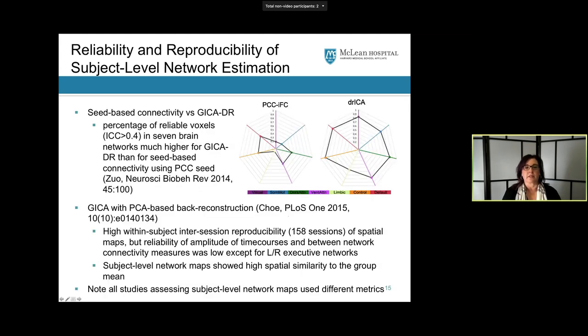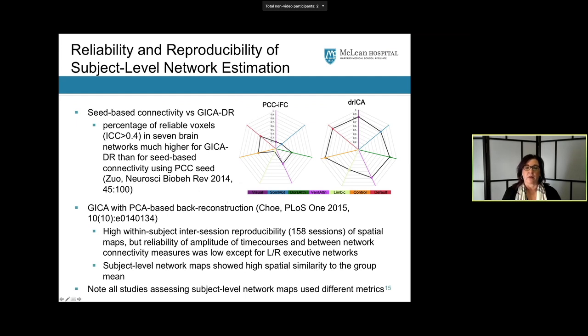One study compared seed-based connectivity with group ICA with dual regression, which is kind of an apples to oranges comparison. But they did find that the percentage of reliable voxels in 7 brain networks was much higher for group ICA with dual regression than for seed-based connectivity using a posterior cingulate seed.